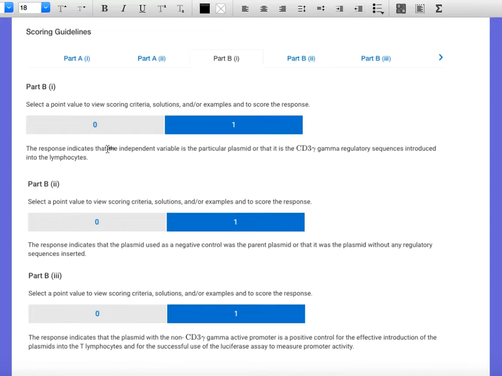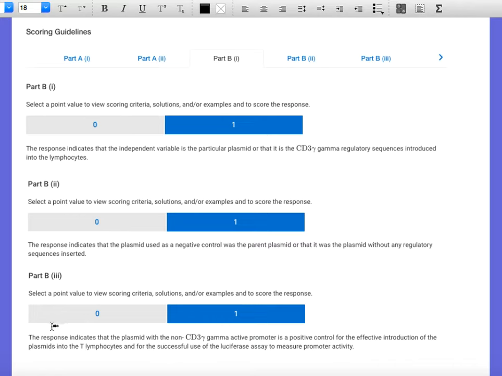And let's take a look at part B here. Part B, the response indicates that the independent variable is the particular plasmid, or that is the CD3 gamma regulatory sequence. Oh yeah, sure. The CD3 gamma regulatory sequence is introduced into the lymphocytes. So that's what we had said. So for the negative control, parent plasmid, or the plasmid without any regulatory sequences inserted. So that's the same thing.